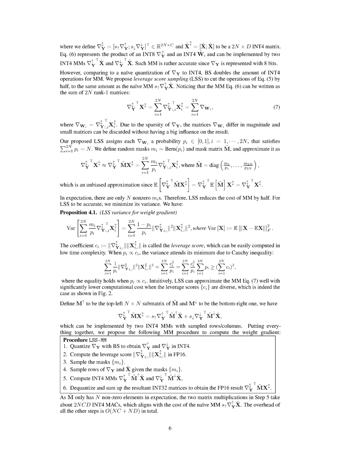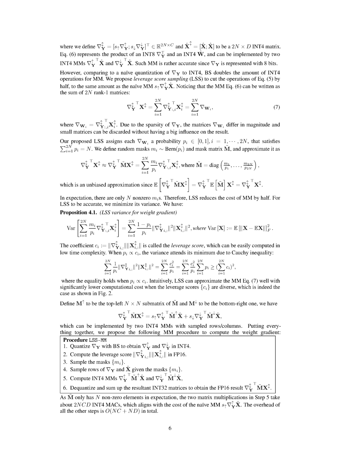Since the mask matrix is expected to have only n non-zero elements, the two matrix multiplications in step 5 take roughly the same amount of 4-bit multiply accumulate operations as the straightforward matrix multiplication. The overhead of all the other steps is proportional to the size of the matrices.